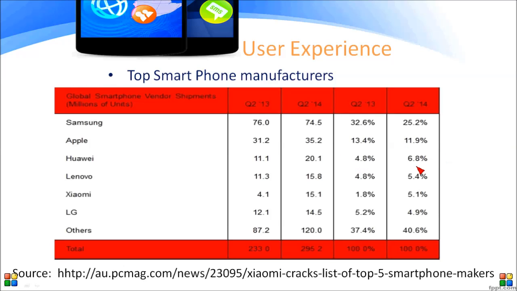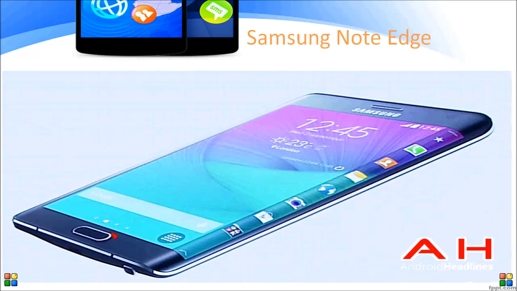Huawei had 4.8, and now they have 6.8. Lenovo has also increased. Xiaomi, look at this. They had 1.8%, and now they have 5%, and it's increasing. LG has dropped a little bit, and the others have increased. But by saying others, we can include Motorola and a lot of Chinese providers.